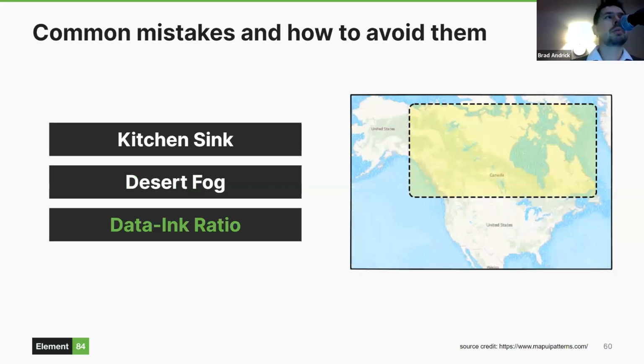And then the data ink ratio. So here, if I wanted to show data for the United States on a Web Mercator projection, pretty common, we're going to see a lot of space that doesn't have any data showing up on it, right? All of Canada on our projection. So maybe choosing a different projection or some other way to visualize our data makes a lot more sense than having a lot of dead space on our UI.